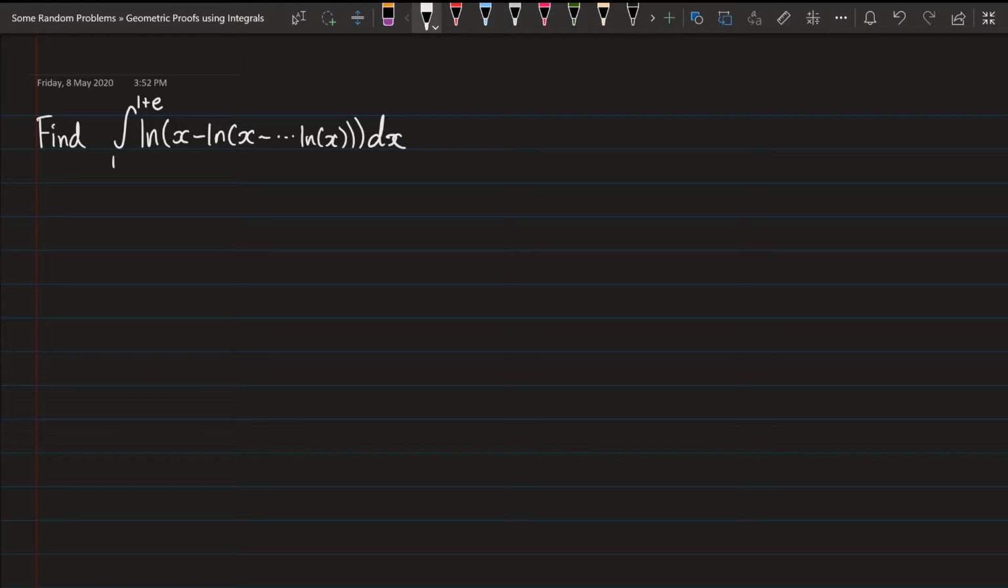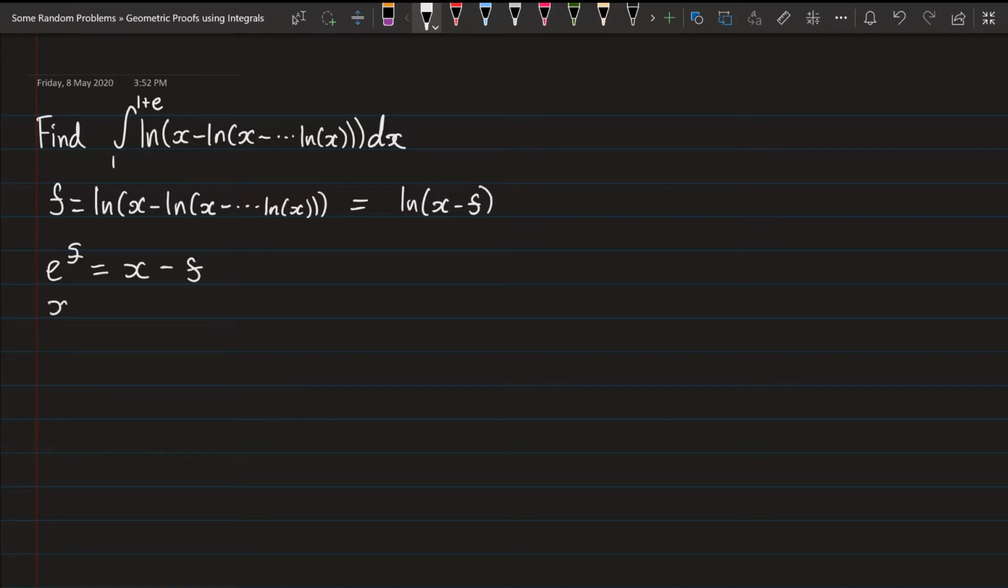So the first thing we notice is if we take the integrand to be f, then we get the natural log of x take away the natural log of x infinitely many times. And therefore we can actually allow this to be the natural log of x take away f, because it's infinitely many times, it's sort of a function of itself. And therefore, if we take the exponential of both sides, we get e to the f is equal to x minus f. And hence we get x is equal to e to the f plus f.